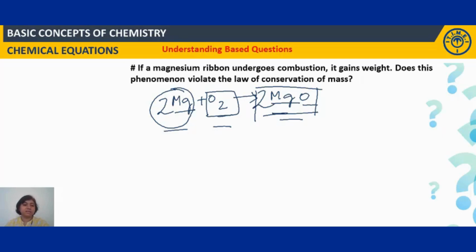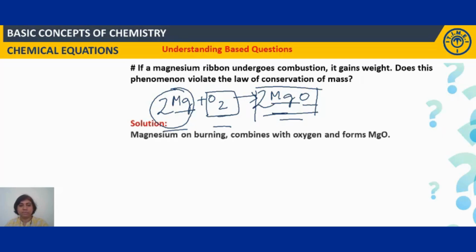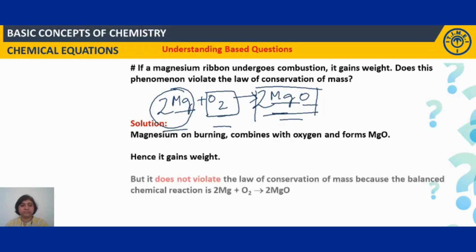So let us see the solution and then we'll move on to the next question. Magnesium on burning combines with oxygen and forms magnesium oxide. So it is not at all violating the law of conservation of mass. Hence it gains weight. It does not violate the law of conservation of mass because the balanced chemical reaction is this. Oxygen gets added to magnesium.